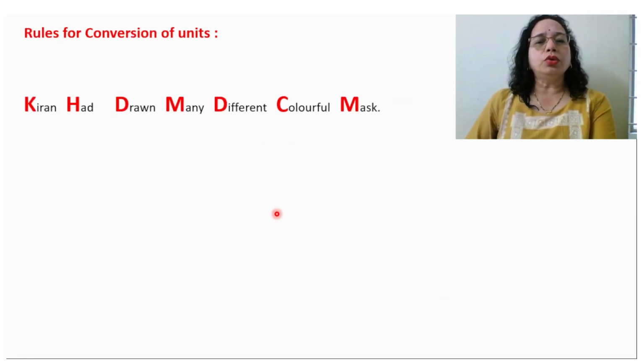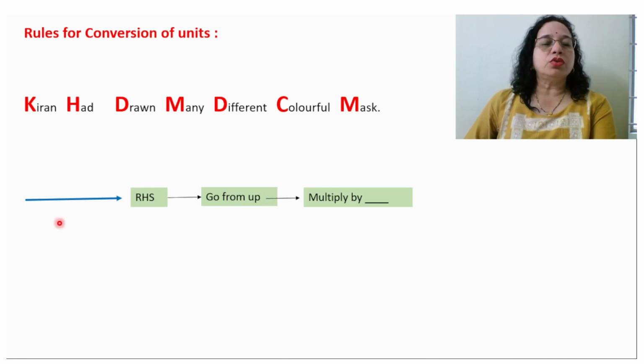Now, how to use this sentence while solving sums? Once again, the sentence is Kiran had drawn many different colorful masks. Say it in a proper rhythm so that it is easier for you to learn. Now, the first rule: when we move towards the right hand side, from kilo to hecto, from kilo to deca, kilo to meter, whenever we move towards the right hand side, we go from up, and going from up means we will multiply. Okay, so let us take one example.